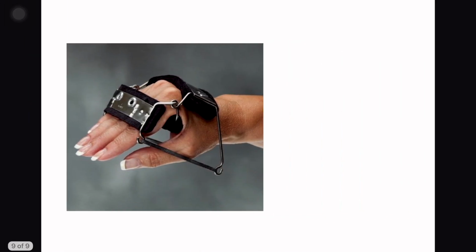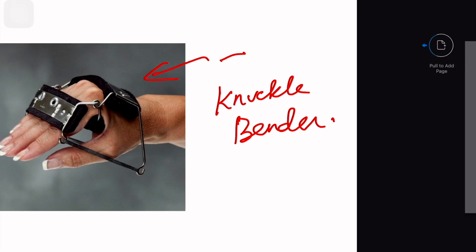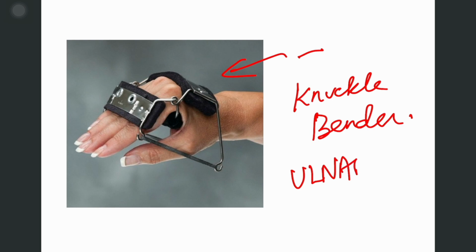And ulnar nerve injury causes claw hand, and claw hand means there will be extension at the metacarpophalangeal joint. So we need a knuckle bender splint to correct that. Ulnar nerve damage.